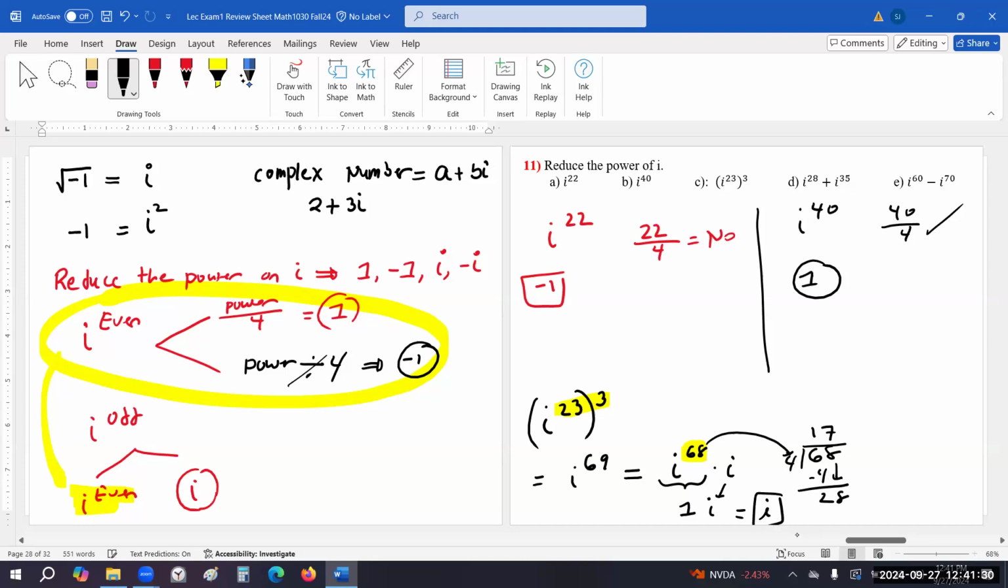So we have a multiplication here. We split our 69 into two pieces. One is the even number 68, and one is single i. Single i, we have nothing to do, we carry it down, but the even power, we have a rule for that. If the even power is divisible by 4, the answer is 1. If it's not divisible by 4, the answer is negative 1. So the even portion gives us 1, and we are multiplying by our single i that we can calculate.